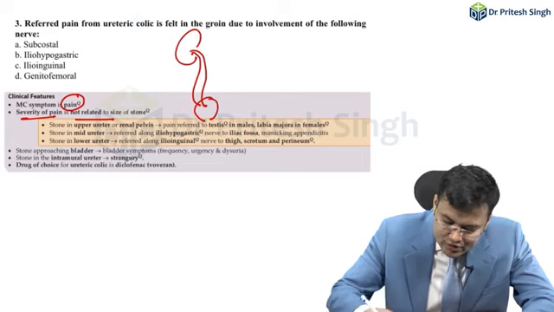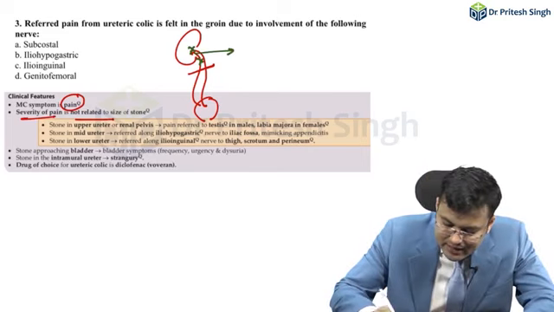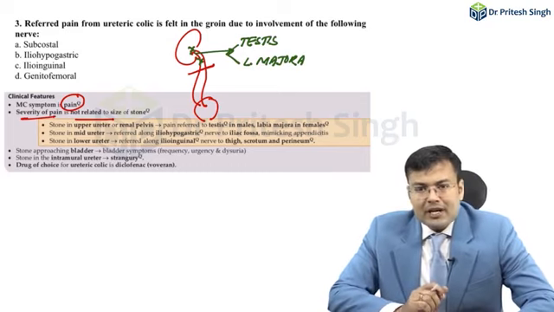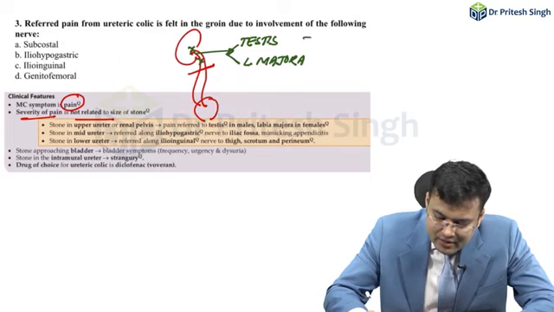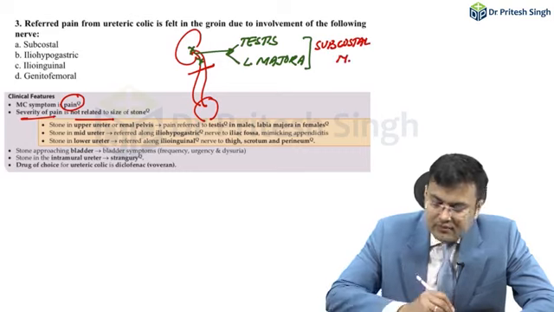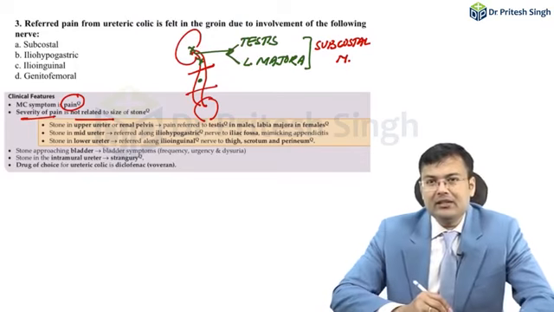Whenever stone is located in the pelvis or upper one third, in this case there is referred pain. Pain is referred to testis in males, or labia majora in females. Via which nerve? Via subcostal nerve. Now, second, if the stone is located in the middle one third.